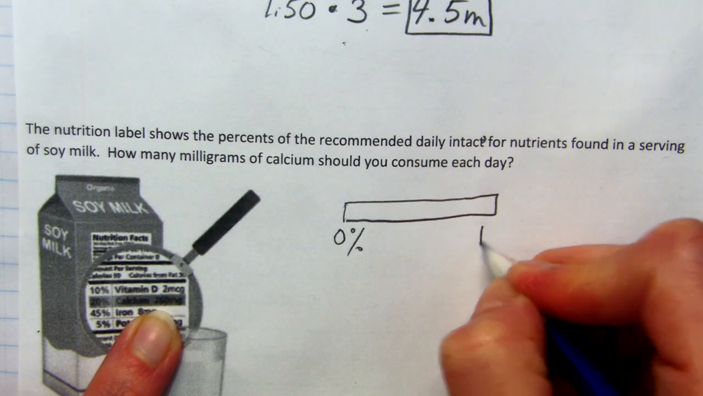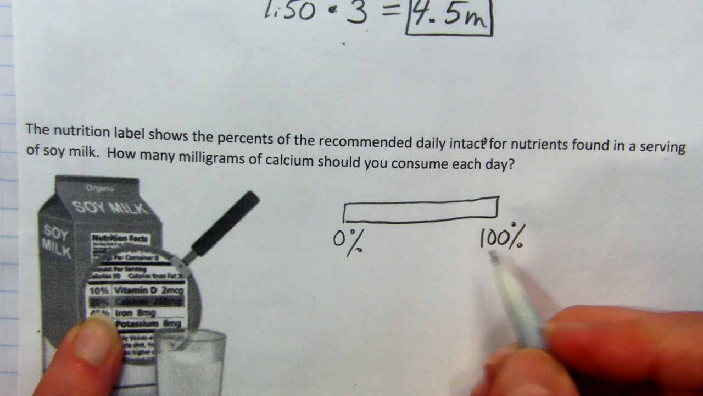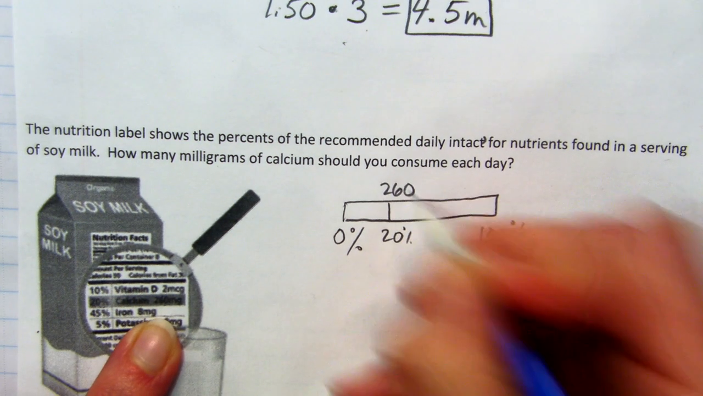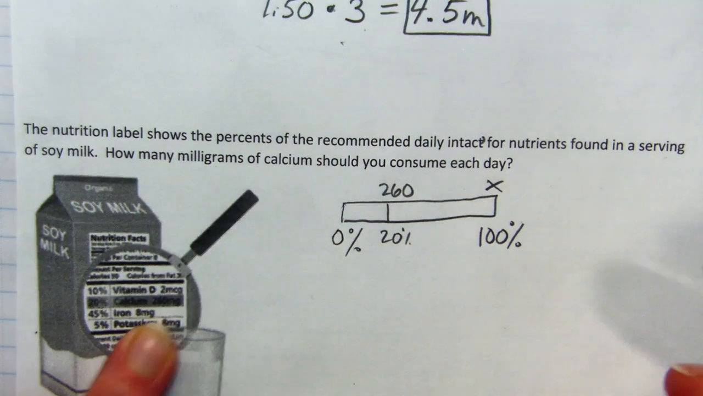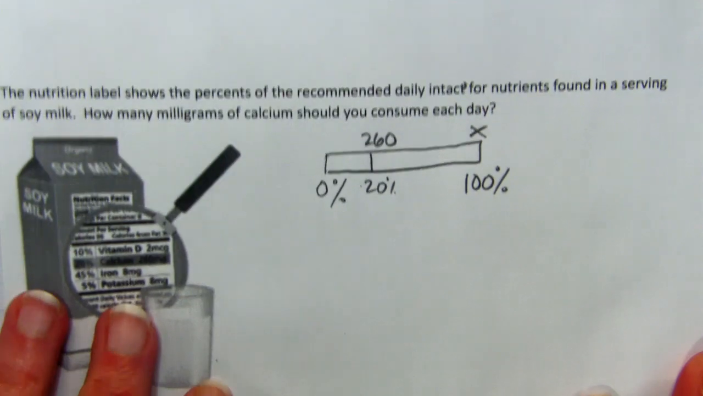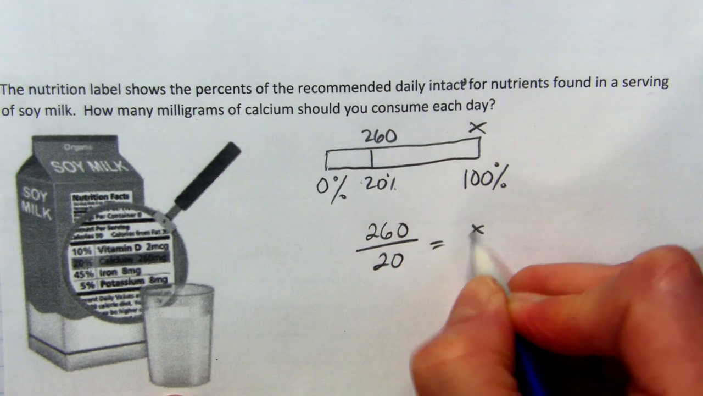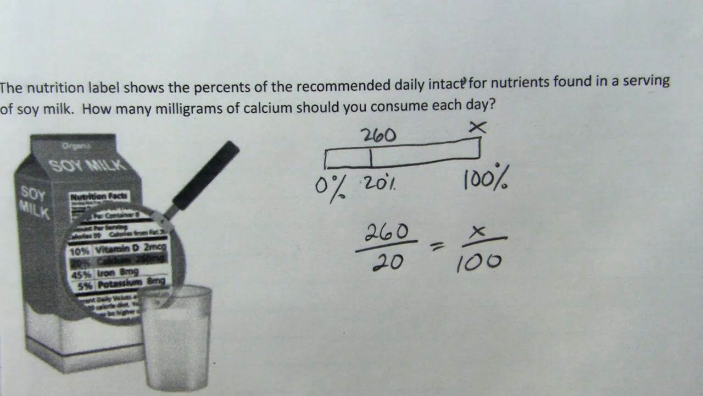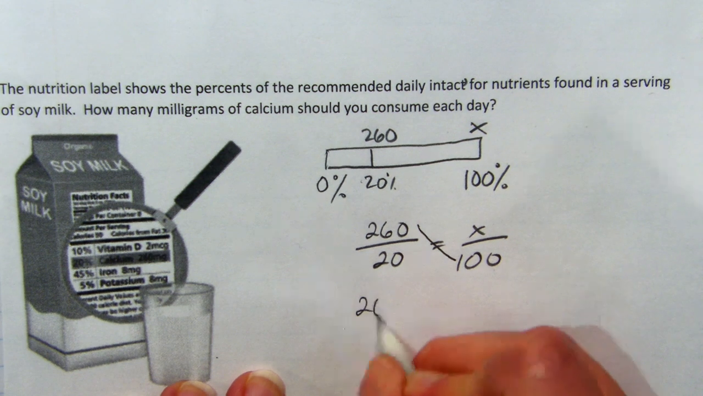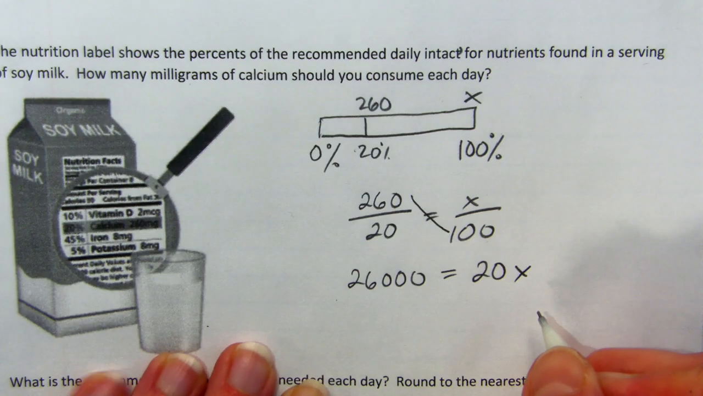So I have 0% and 100%, and I don't know what the 100% is. I know that 20% is 260. And so I could sit here and add up 20% to get to 100. We did that the other day. But if the numbers were weirder than that, I may not want to go through all that trouble, so I can just use this to set up a proportion. So 260 times 100 is 26,000, and then I have 20 times x.